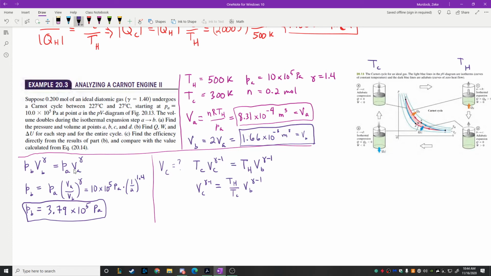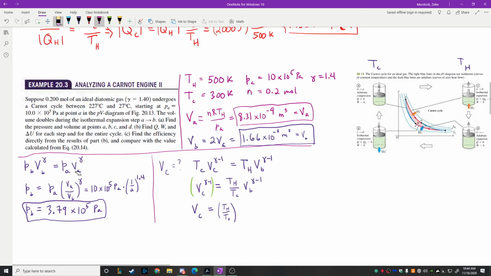And now we need to get rid of this exponent. So VC is going to be equal to, so we're basically going to raise both sides to the 1 over gamma minus 1 power. Wait, is that how you do it? Yeah, that's right, right? Here, let me actually write this down. So we're going to raise this to the... Is it easier to raise it to the negative gamma plus 1, or is it easier to raise it to the 1 over gamma minus 1? Both of those work, right?